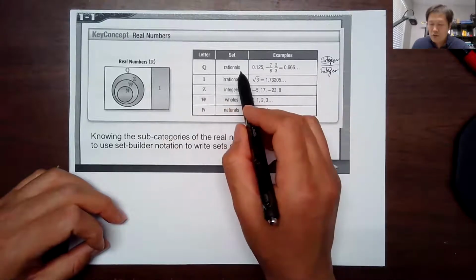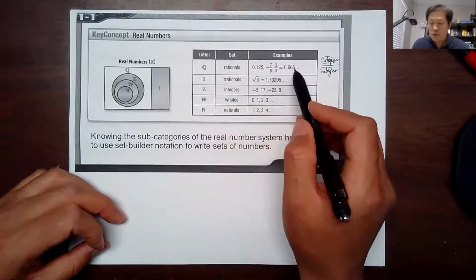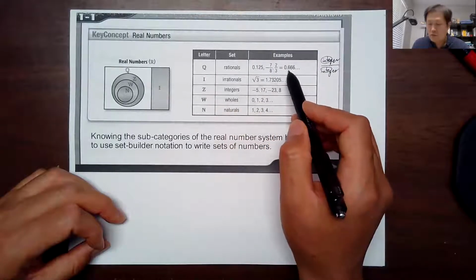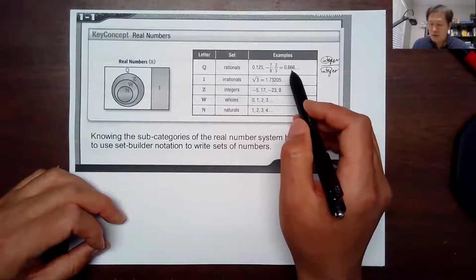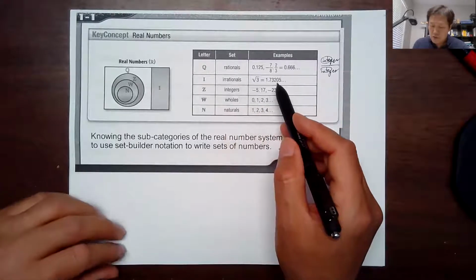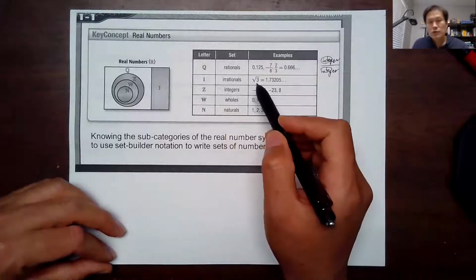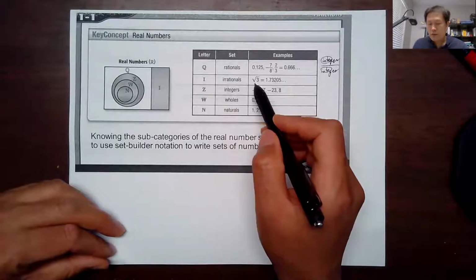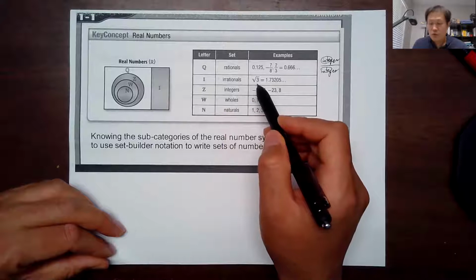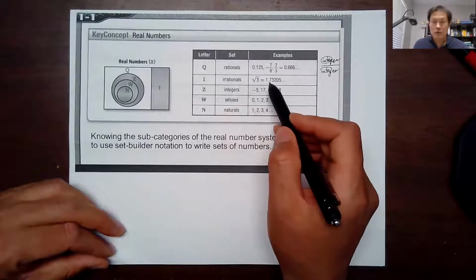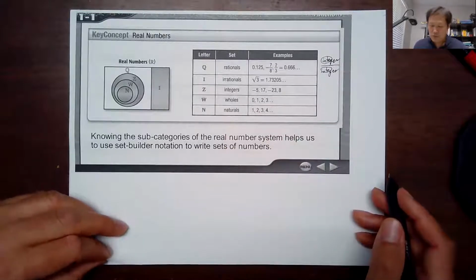If you look at rational, some of the fractions will be non-terminating, but they repeat. So that will be rational. If it doesn't repeat, irrational numbers. So most irrational numbers you can think of will be a root with no perfect square in it, like square root of 3 is going to be an irrational number.